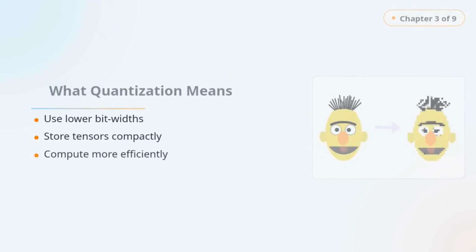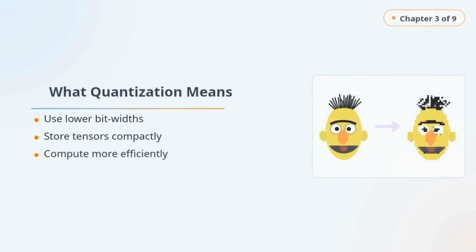Quantization is the technique of storing tensors and performing computations using lower bit widths than standard floating point precision. In simple words, instead of using large numerical representations, we use smaller ones, such as 8-bit integers. This reduces model size and allows faster, more efficient operations on many hardware platforms.